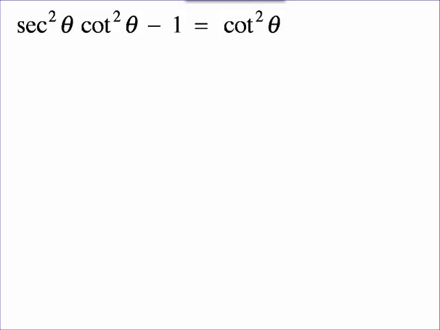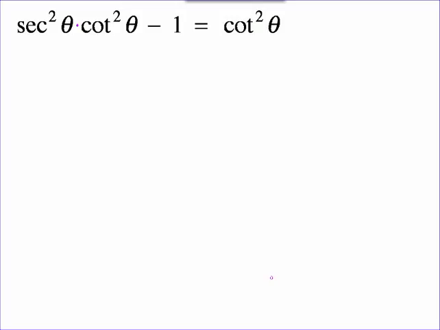Well, we know what cotangent squared minus 1 is. So secant squared cotangent squared theta minus 1 equals cotangent squared theta. What's the most complicated side? The left side. Now in looking at this, I've got secant squared times cotangent squared.